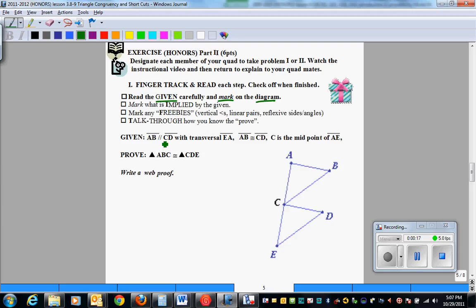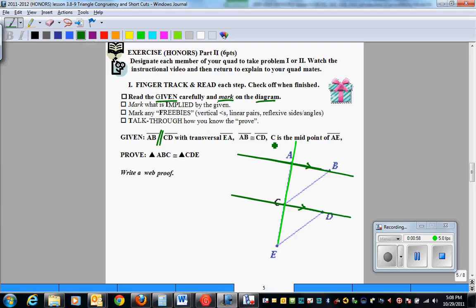Given, AB is parallel to CD with a transversal of EA. So AB is parallel. Parallel does not mean congruent here. It means parallel. And then transversal, our stir stick, is EA. So when you have parallel lines, the first thing you want to do is always stretch them out so it's easy to see the different congruent angles. There's your stir stick, A to E. So those are parallel. Let's see what else is given.